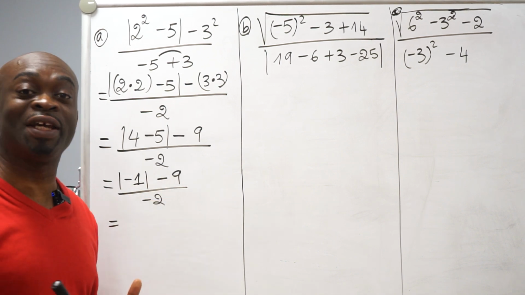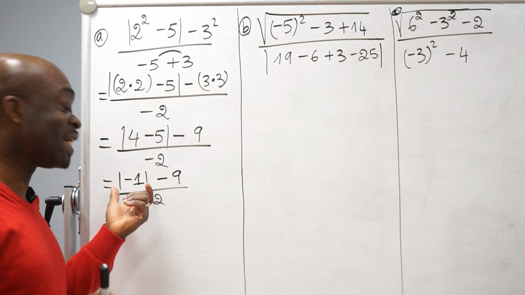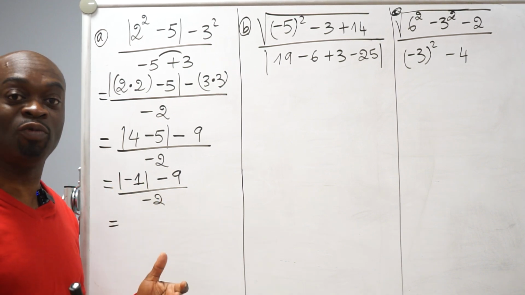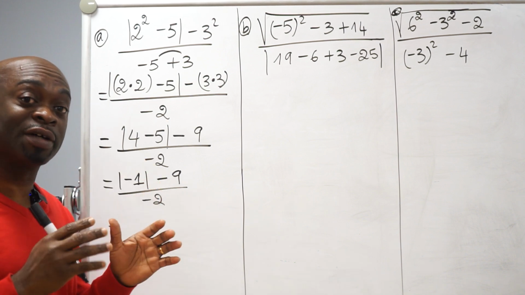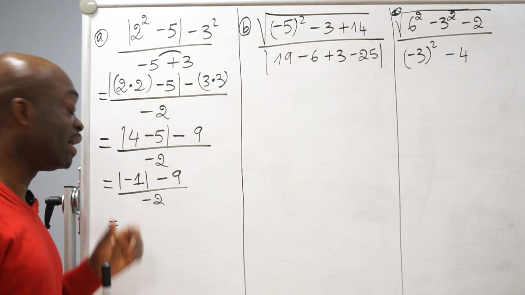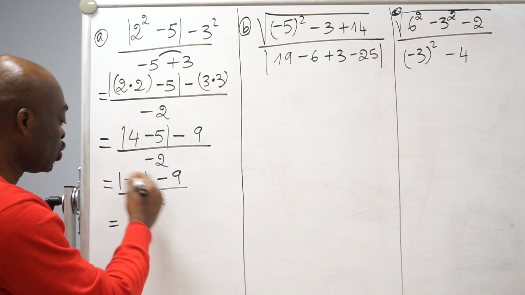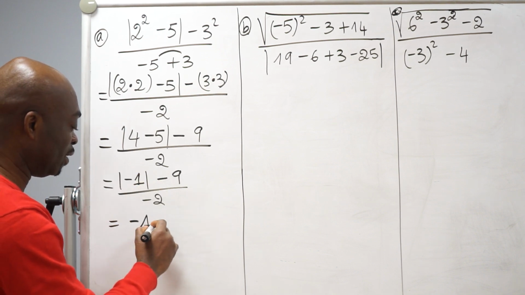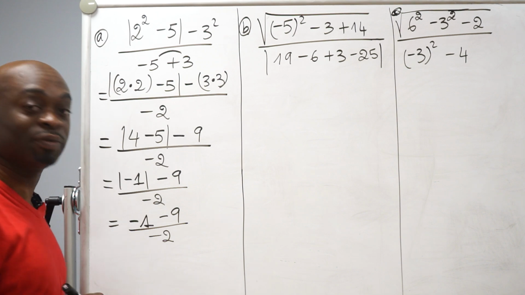Now, we're talking about absolute value. So what happens with the absolute value? Because that's a negative 1, it's going to become positive 1. Because when you have a negative number inside the absolute value bars, whenever it comes out, it becomes a positive number. All right? If it's a positive already, it stays positive. It does not change. So this one becomes what? Negative 1, negative 9 over negative 2.